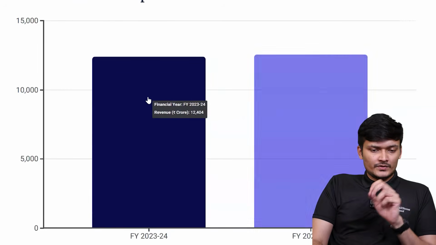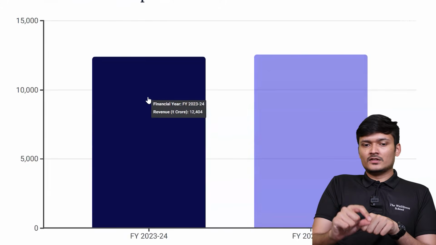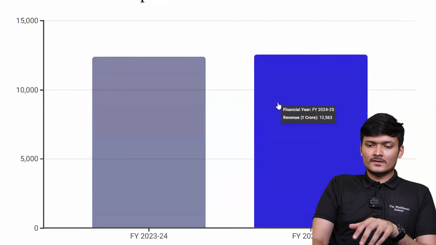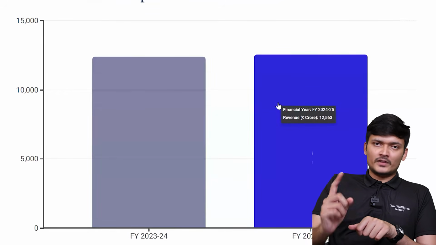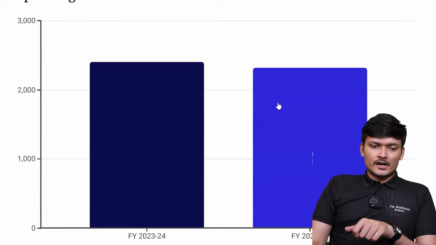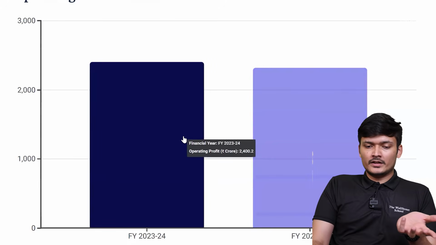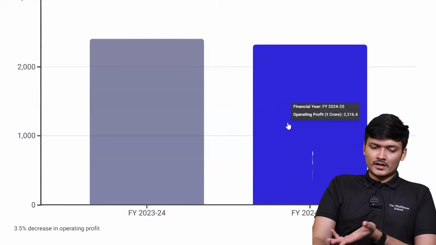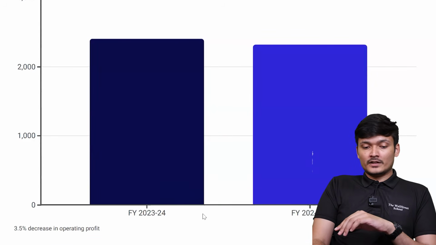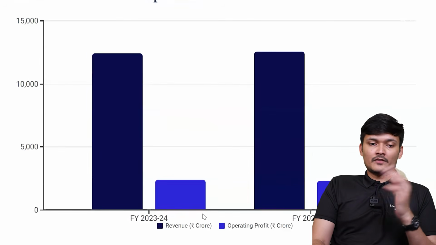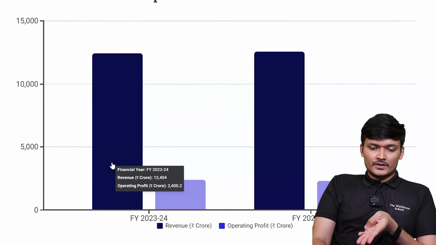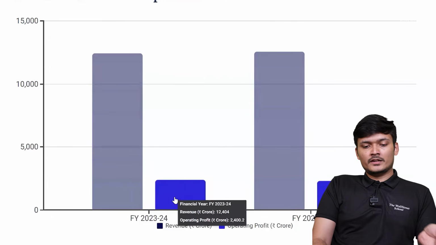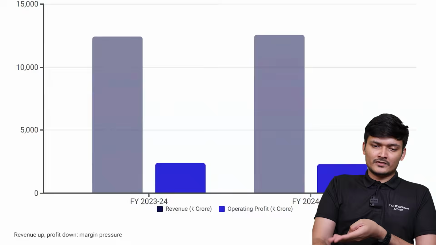How do you see the values? You just take your cursor, take your mouse on this particular part and see what this is. If you want it shown on top of it, I'll show you that as well. Then what else we had? Operating profit trends, 2023-24, 2024-25, 3.5% decrease in operating profit. Okay. Next slide, we have revenue versus profit comparison. You can see the revenue and operating profit for 23-24, same for 24-25.